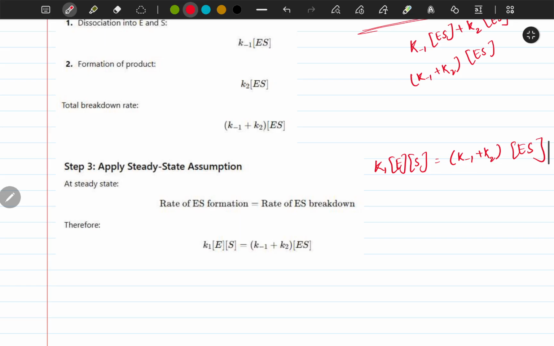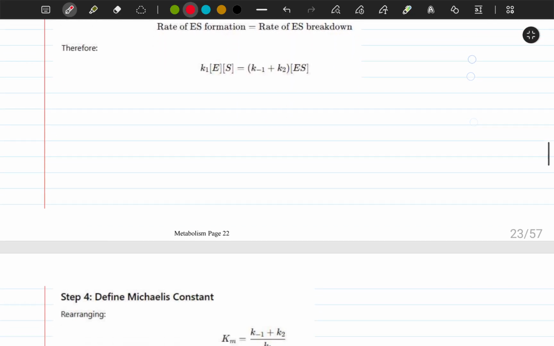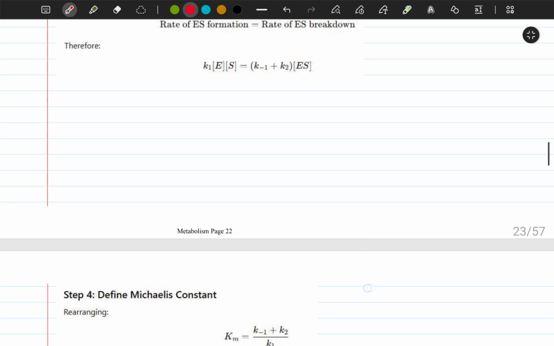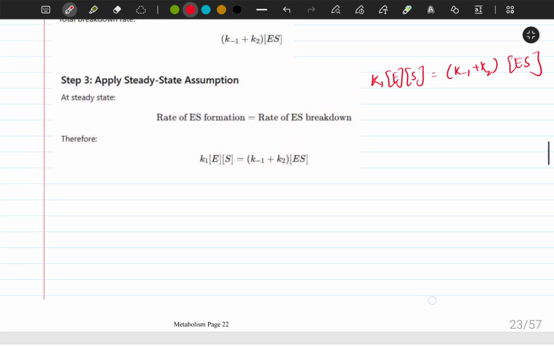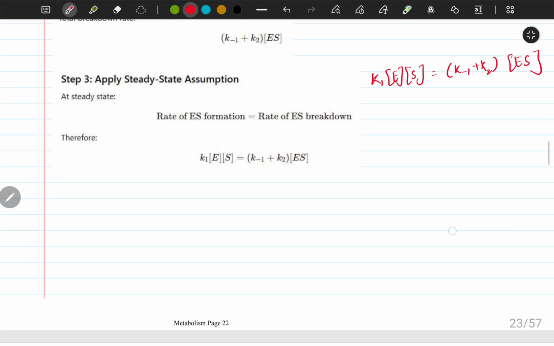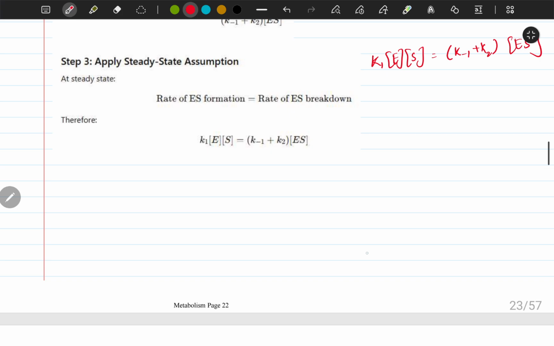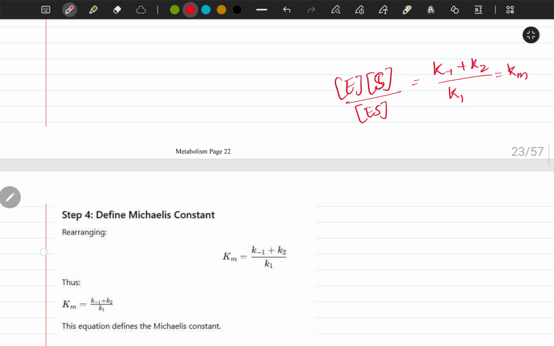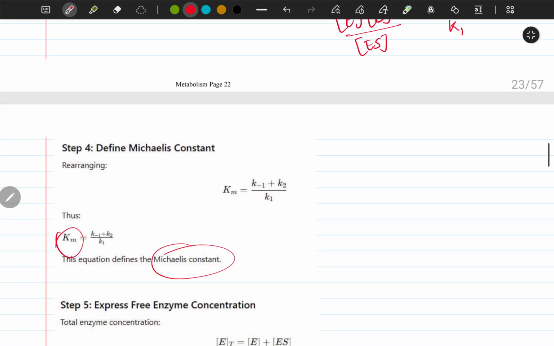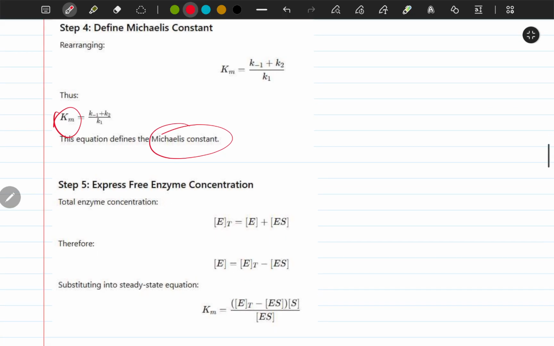Okay, so we'll take K's one side and substrate and products one side. So now that we have taken this here, enzyme and substrate upon transition state is equal to K minus 1 plus K2 upon K1. So we are seeing this is equal to Km. Okay, Km is Michaelis constant.